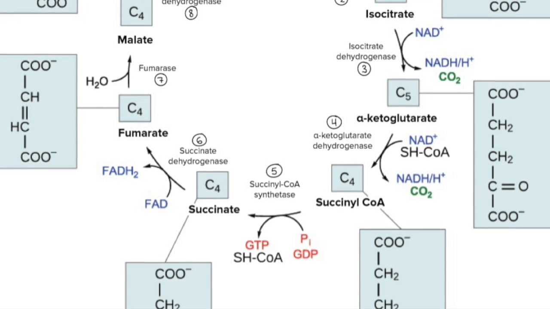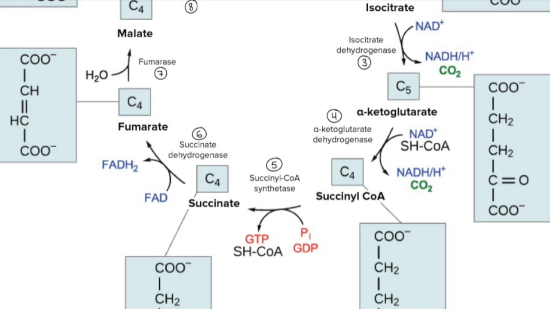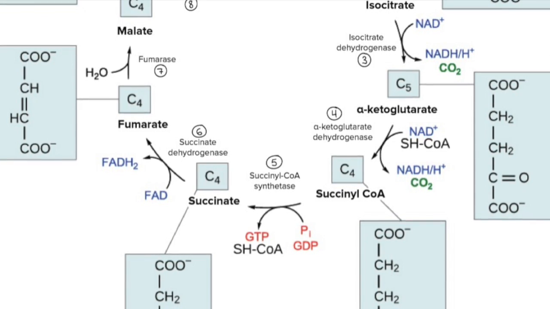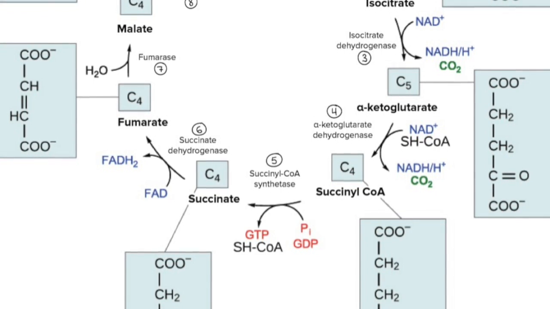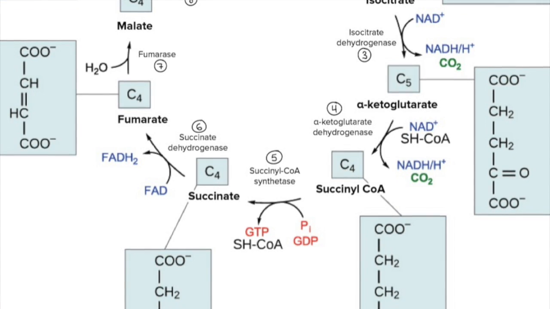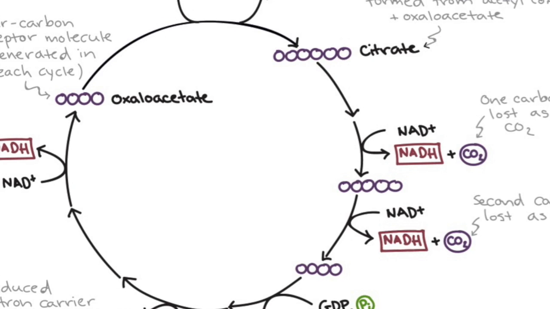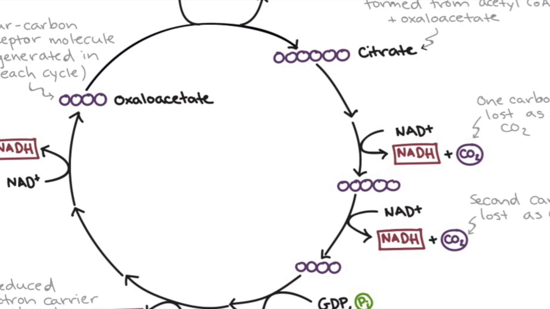Succinate being oxidized forms another 4-carbon molecule called fumarate. This process leads to 2 hydrogen atoms and their electrons being transferred to FAD, producing FADH2. The 4-carbon molecule known as fumarate is then converted into another 4-carbon molecule called malate.